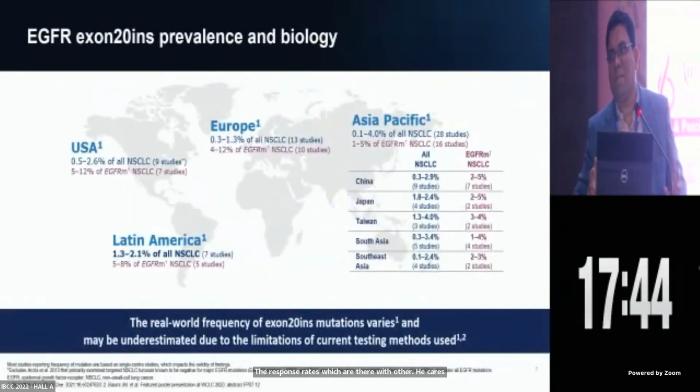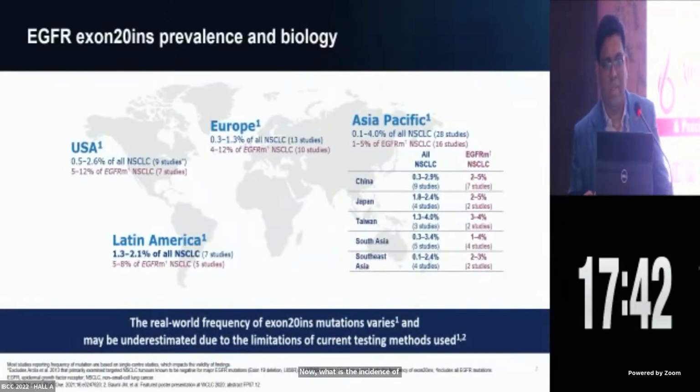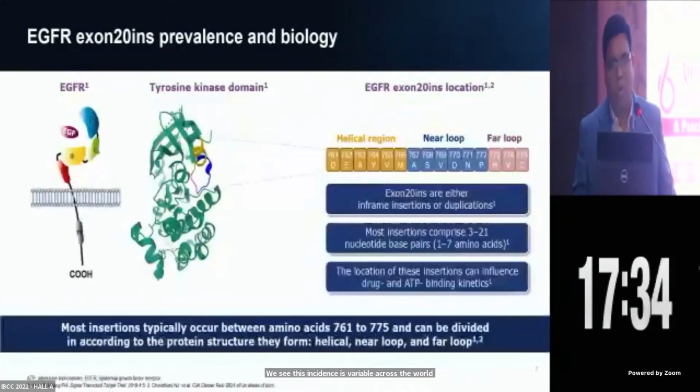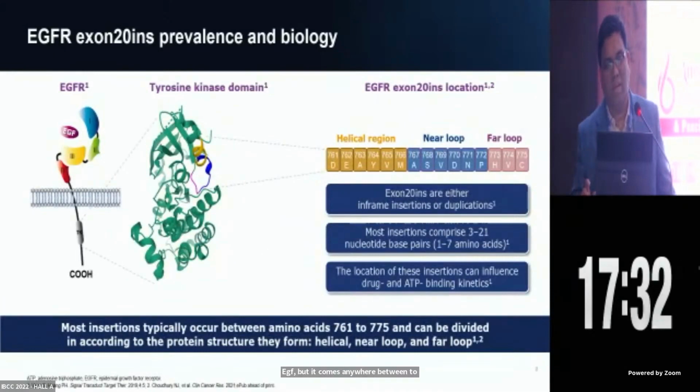Now, what is the incidence of exon 20 insertions? We see the incidence is variable across the world literature, and out of all EGFR mutations, it comes anywhere between 2 to 5%.